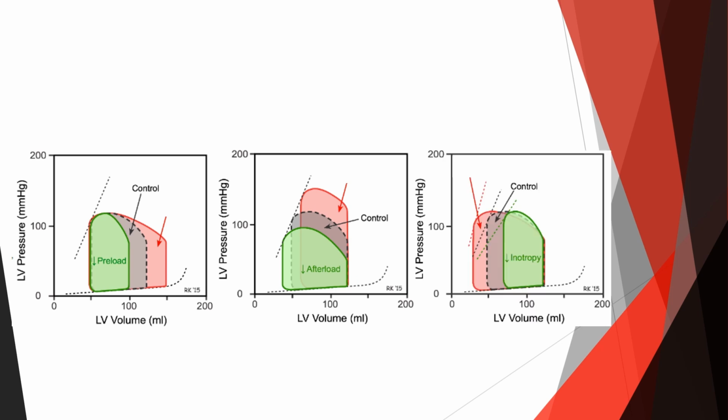Finally, you see a stage where your ESPVR has a different slope. This is representative of different inotropic state, where the green has a reduced slope and a decreased inotropy, and a red has an increased slope and so increase in inotropy.